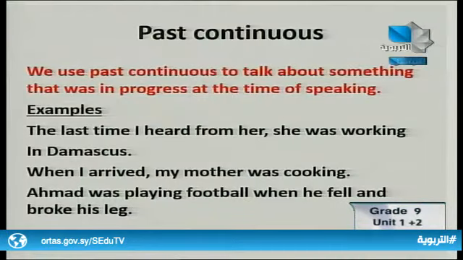Now we come to past continuous, Basima. What about past continuous? We use past continuous for actions that were in progress at a specific time in the past. It was still going on at a specific time in the past, not now. Otherwise, it becomes present continuous. For example, yesterday at 6 o'clock I was reading a book about history.